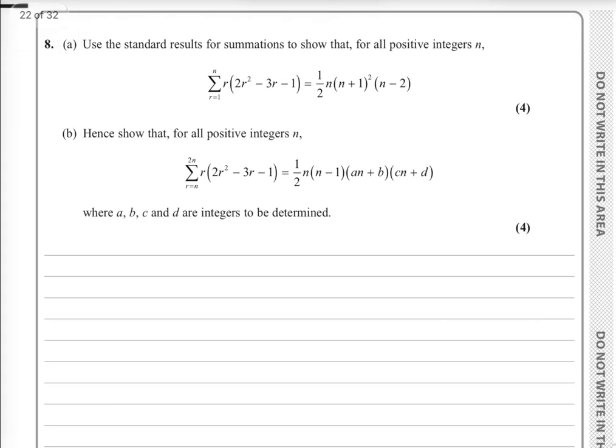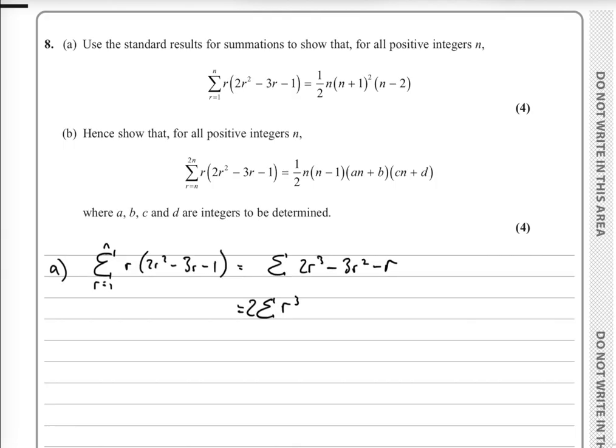Part A: use the standard results for summations to show that for all positive integers n, this big thing is true. Okay, first of all, let's remember that we can split these into individual bits. First of all, expanding this out, we get 2r cubed minus 3r squared minus r, and then we can split this into 2 times the sum of r cubed minus 3 times the sum of r squared minus the sum of r. Each of these is 1 to n.